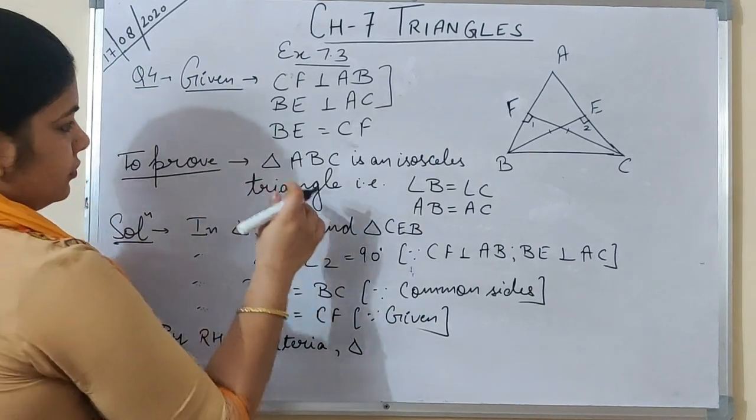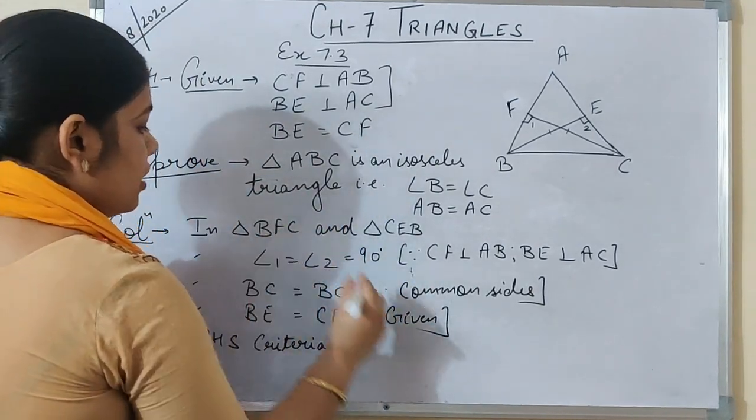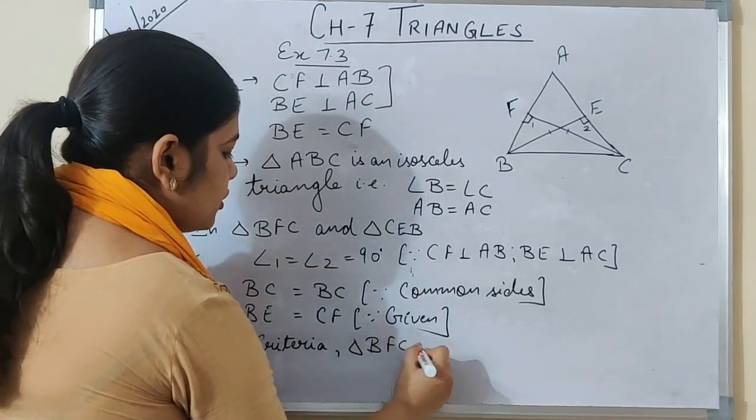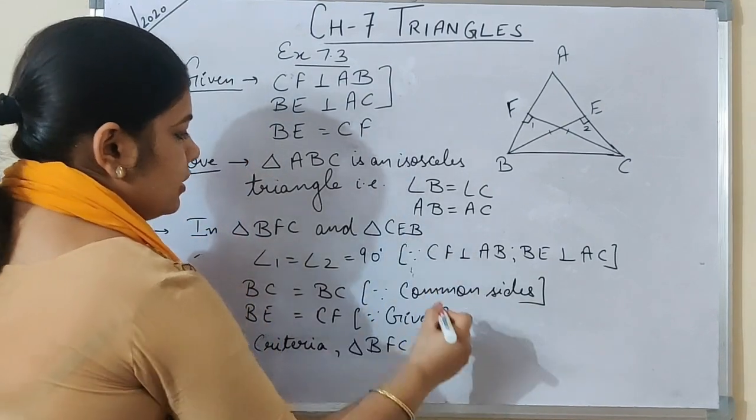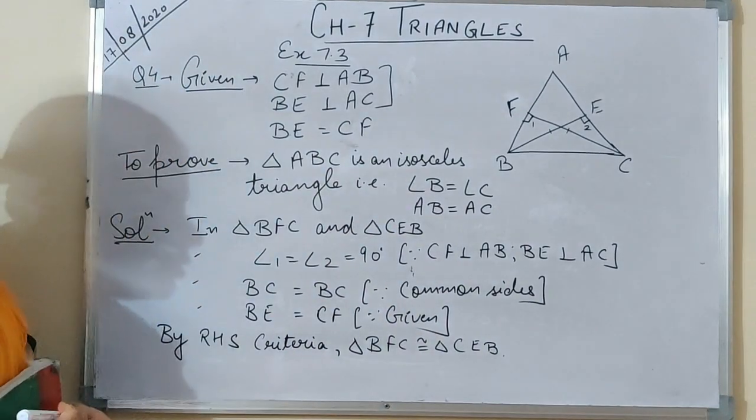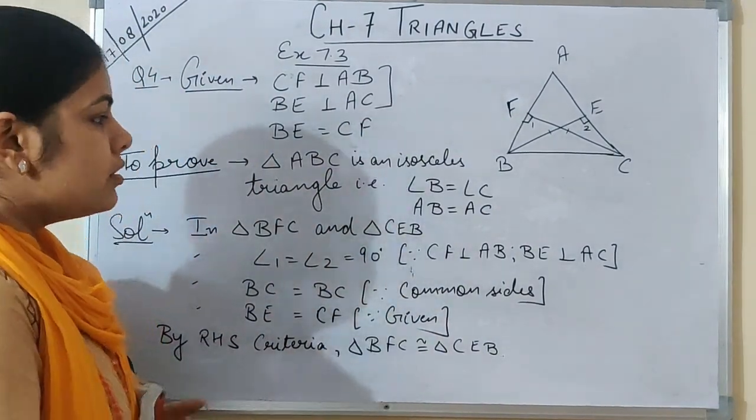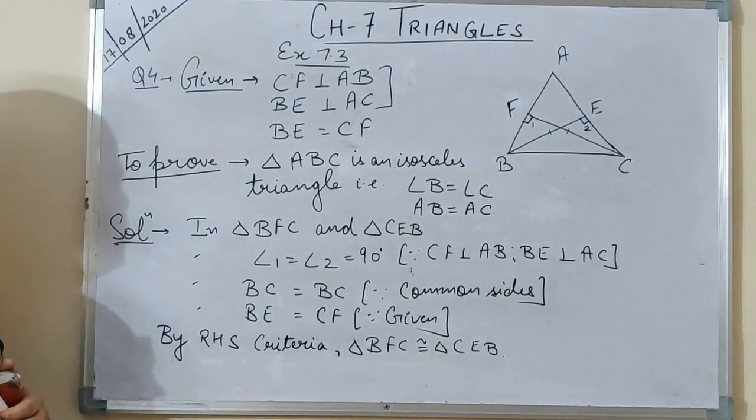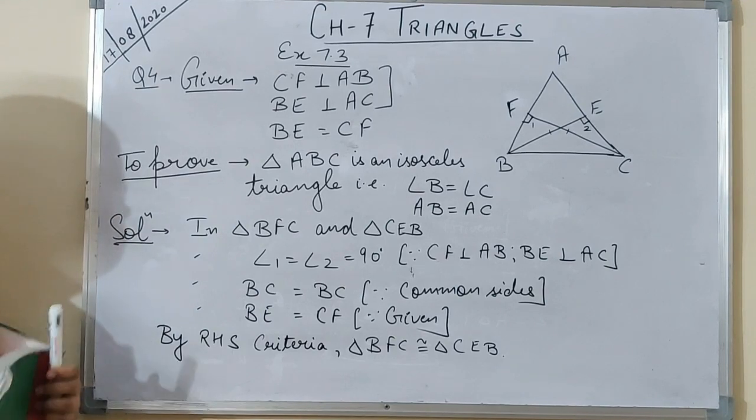Triangle BFC is congruent to triangle CEB. Is this clear to all of you? Yes. So you can write it side by side.